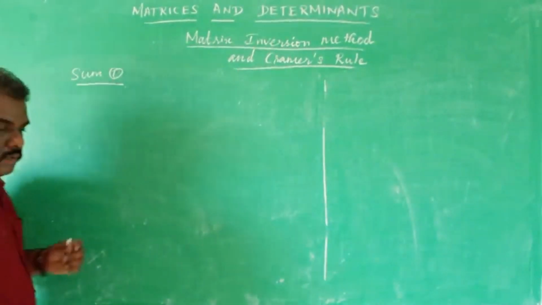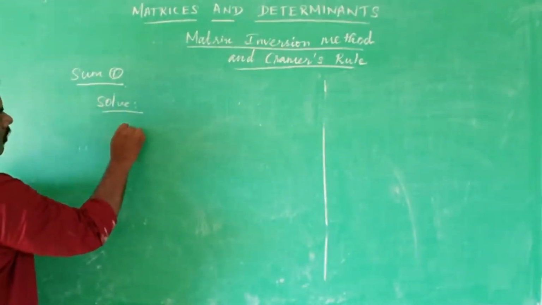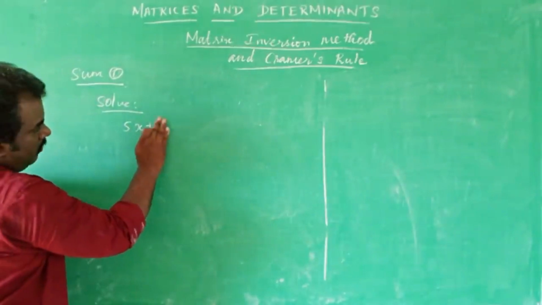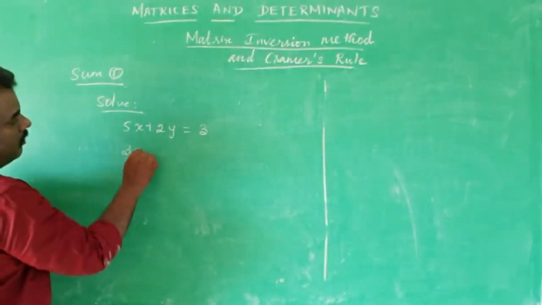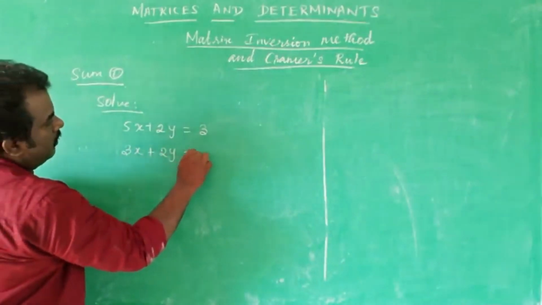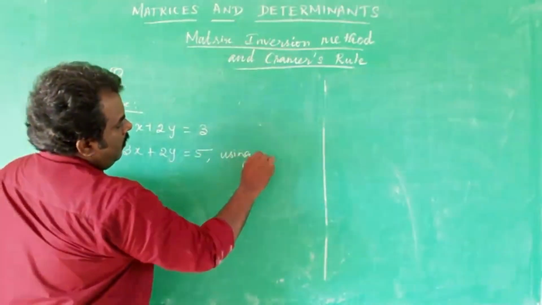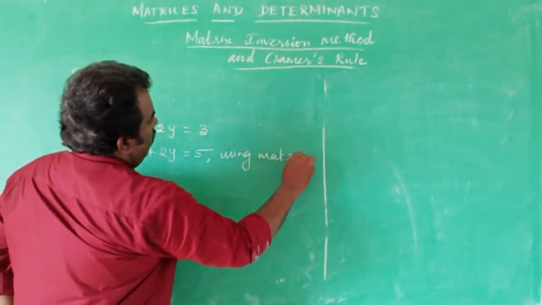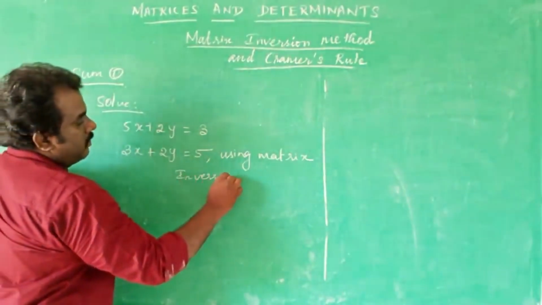Sum number 1. Solve 5x plus 2y is equal to 3, 3x plus 2y is equal to 5, using the matrix inversion method.